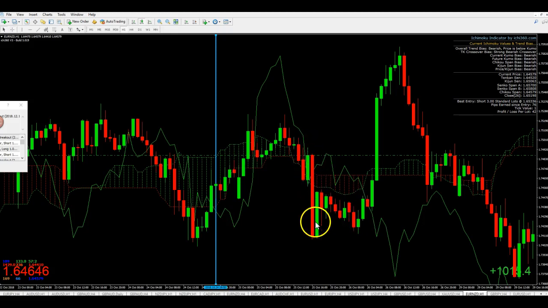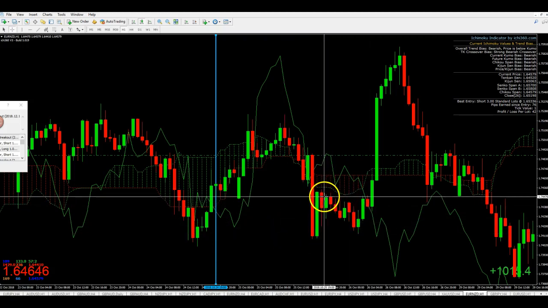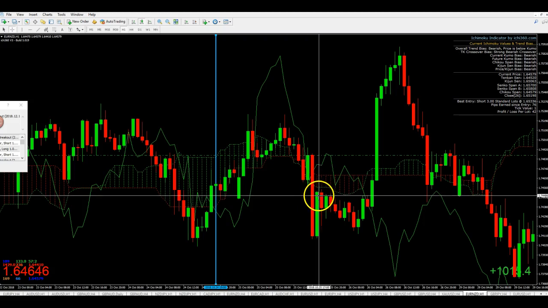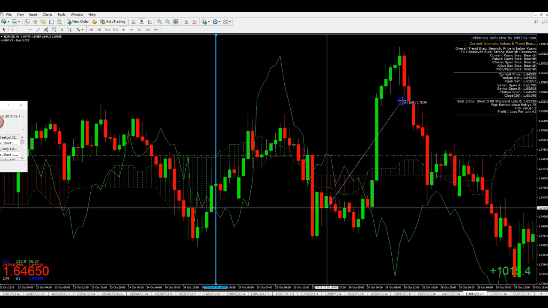So the price broke out of the Kumo. If this was when the price broke, there's no way I would have entered here, because when there's a huge move like this, there's almost bound to be a pullback. I would usually enter, if anything, at the 50% point, halfway through. Let's assume I entered here. The Chiku span would have been here. And what happened? It obviously then went up, and then started to come down.